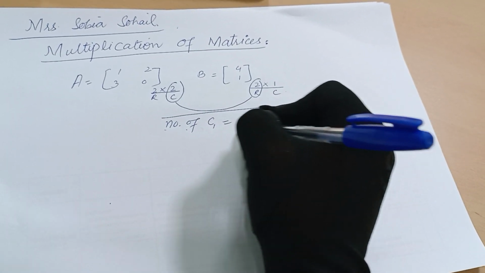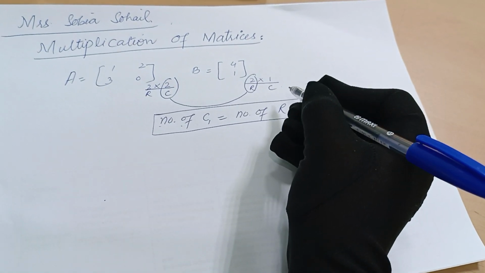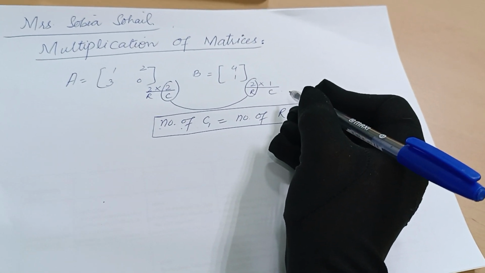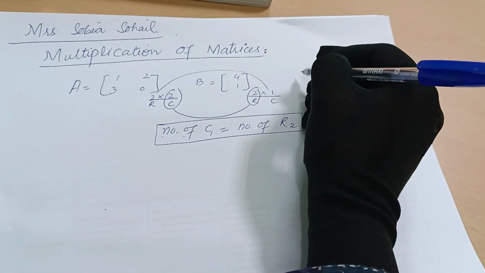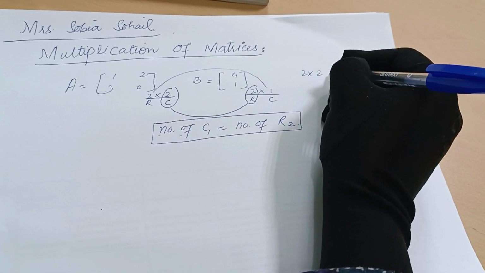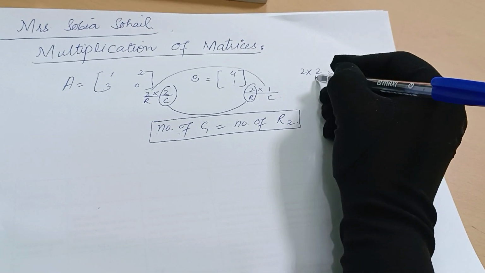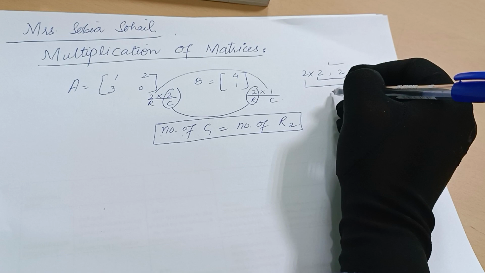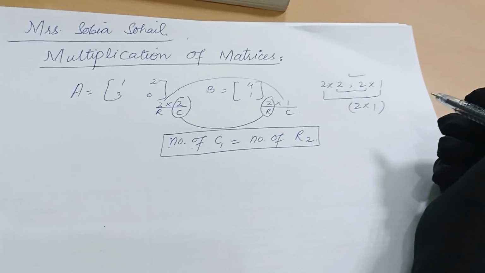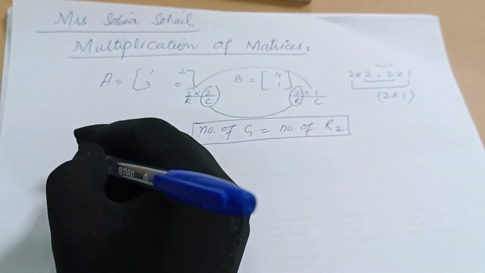Then these matrices can multiply with each other, and the resulting product will have order like this: 2 times 2 and 2 by 1. So they are the same, it can be done. So the resulting order of the product matrix will be 2 by 1. We can multiply here now.